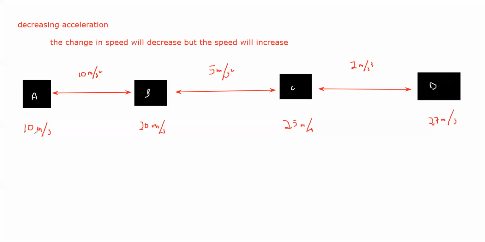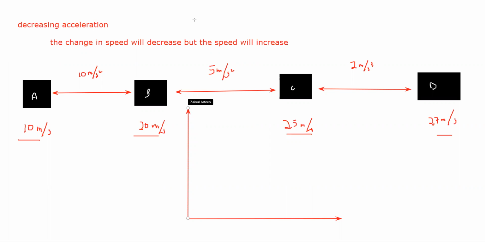So you can see here the speed of the object is increasing. There's an increase in speed, but the change in the speed is decreasing. In the beginning, there's a greater change in speed, but with the passage of time, the change in the speed is decreasing. This is an example of decreasing acceleration, but you don't say deceleration. This is not a deceleration, this is decreasing acceleration. Deceleration means the speed should also decrease, but here the speed is increasing, so we don't say deceleration.